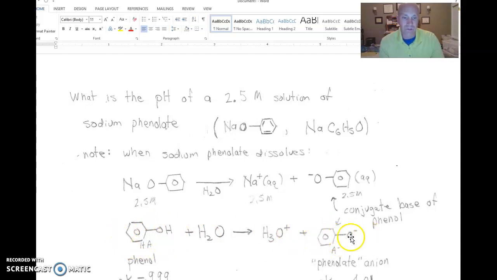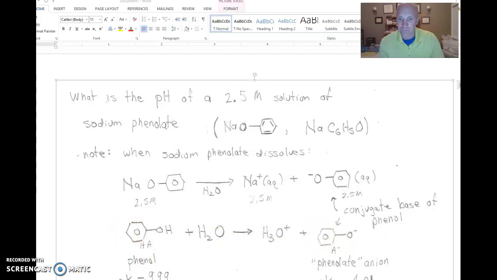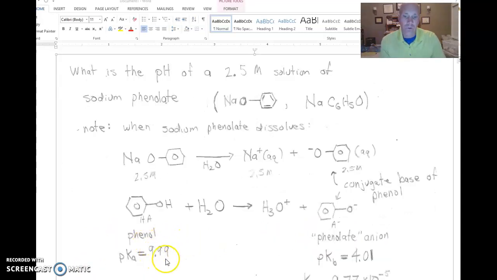So what does that let us do? Well, recall that there's this relationship between the pKa of an acid and the pKb of its conjugate base, and that is that the sum of them has to add up to 14. So if we can find out what the pKa of this acid, of phenol, is, we can figure out what the pKb of this guy is right there. And then we're in business to do this problem.